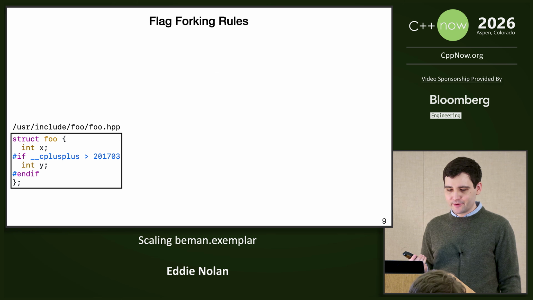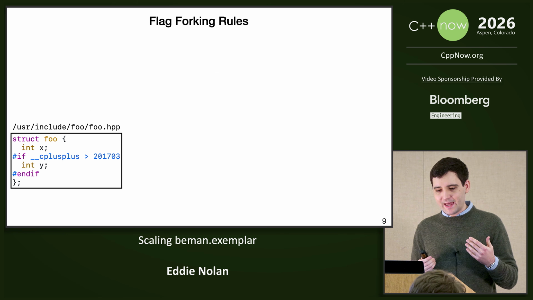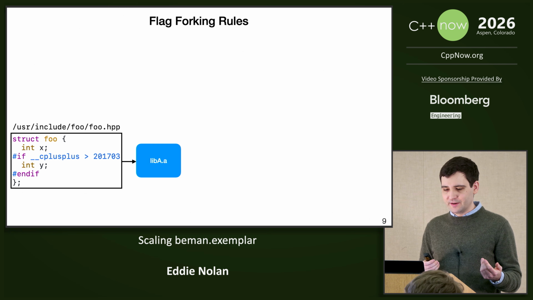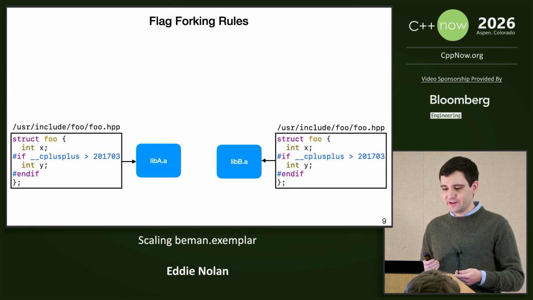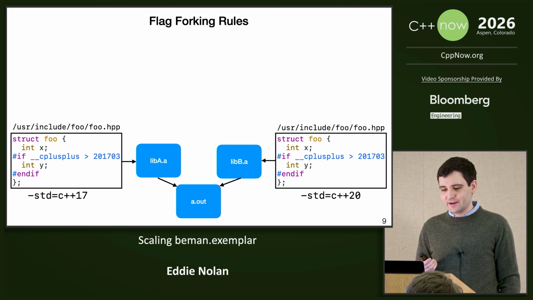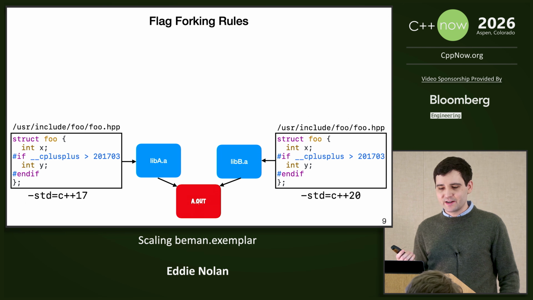You have some header foo.hpp. It has some struct whose ABI is dependent on a compiler flag, in this case the C++ standard. And you compile that into one library. You also compile it into another library, but you use different C++ standards for both libraries. You link those together, and then you wind up with undefined behavior because you're mixing ABIs.